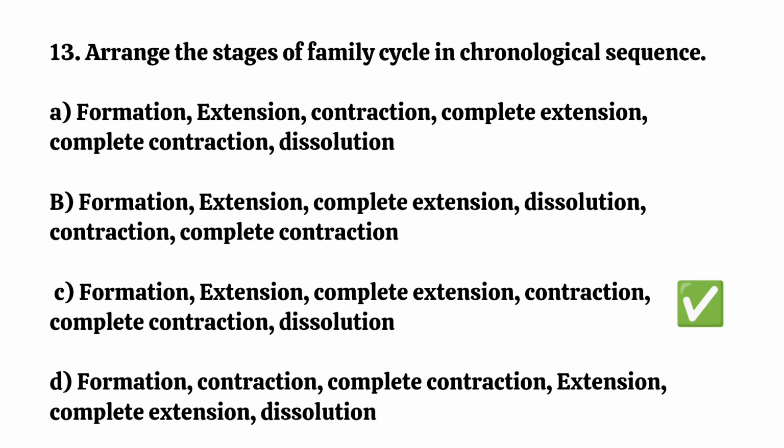Next, arrange the stages of the family cycle in chronological sequence. Option C is the correct answer. Formation, extension, complete extension, contraction, complete contraction, dissolution.